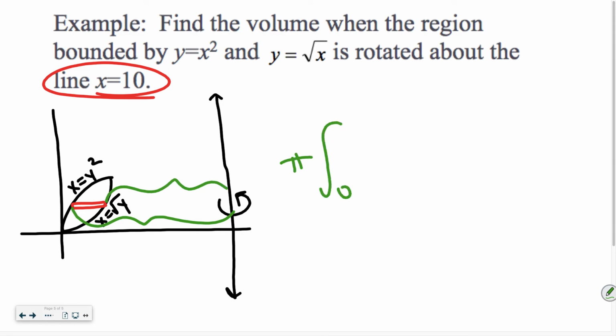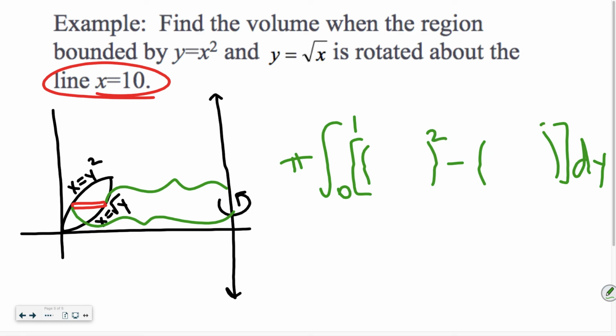So we still have pi integral from 0 to 1. I'm going to go ahead and write dy at the end. Outer radius squared and inner radius squared. So our outer radius, the portion of the rectangle that is furthest away, is this one attached to the x equals y squared. And our line that we're rotating about is on the right. So we're going to take right minus left. 10 minus y squared. Okay. And then we are going to take our inner radius, which would be this distance right here, 10 minus radical y.